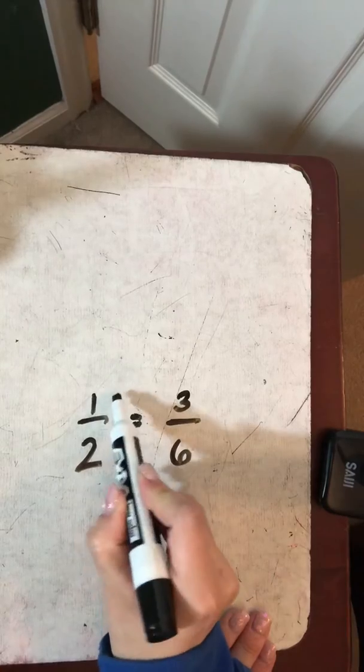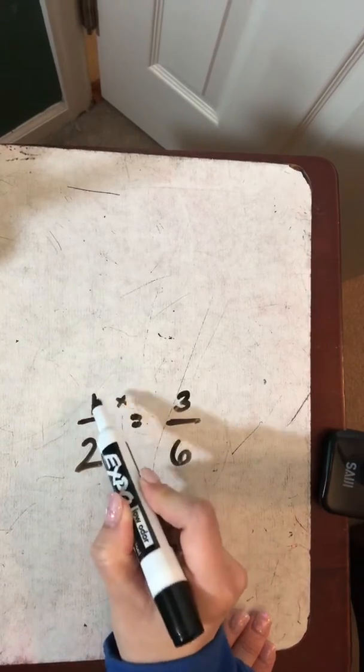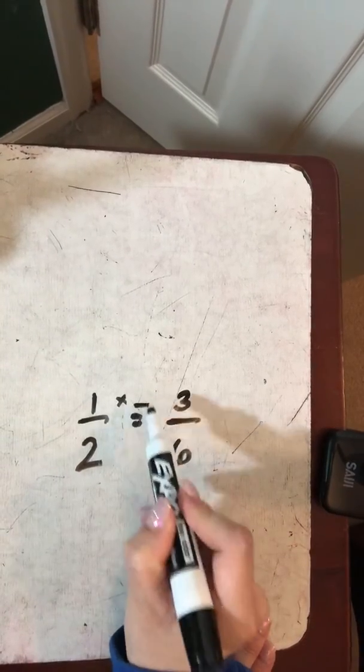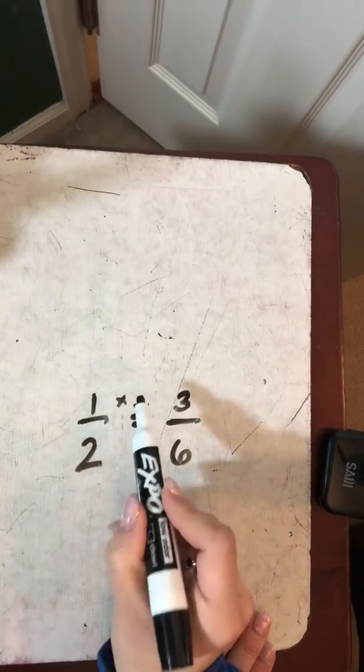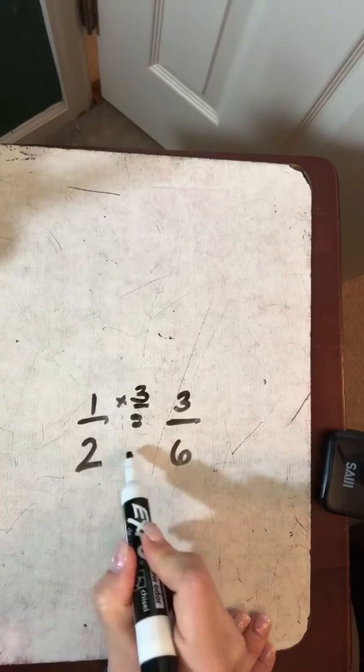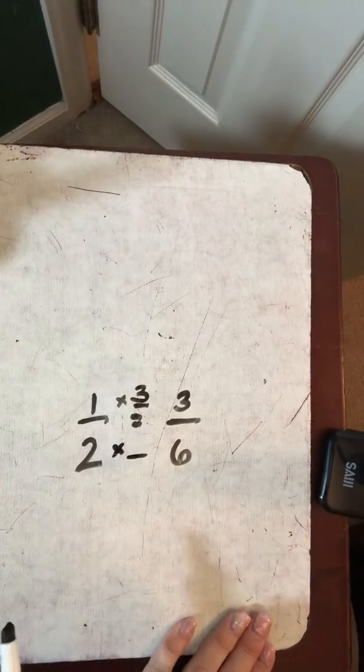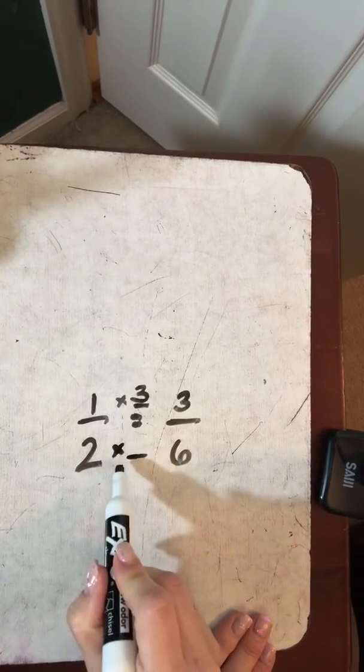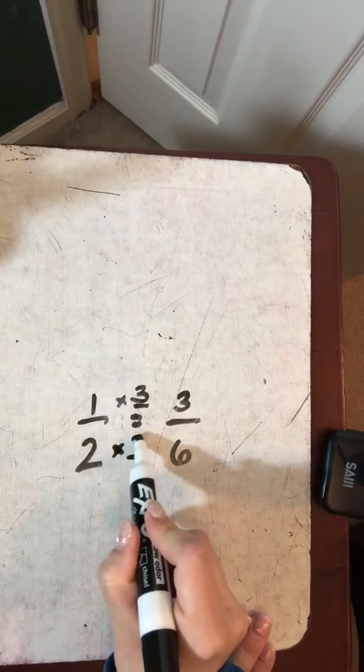Okay, so same thing. If you were multiplying, how do you get from 1 to 3? 1 times something gives you 3. 1 times 3. If you wanted to get from 2 to 6, what do you multiply by? 2 times 3 is 6.